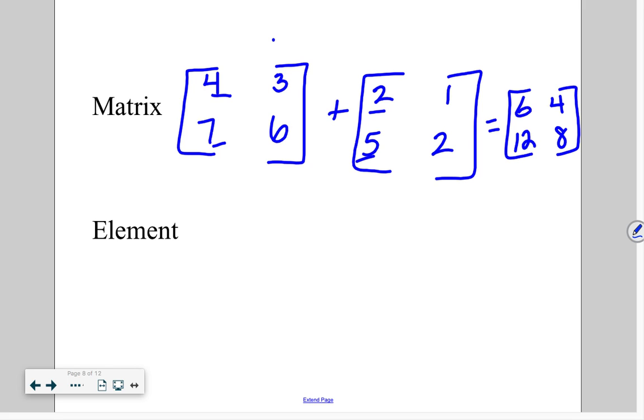That's all it is. It looks fancy, right? That's truly all a matrix is. So now, an element is each one of those numbers inside. An element is every single one of those numbers. So there's 4 elements in my answer. That question would be worth 4 points. Any questions on that?